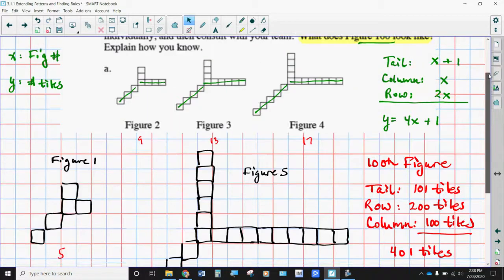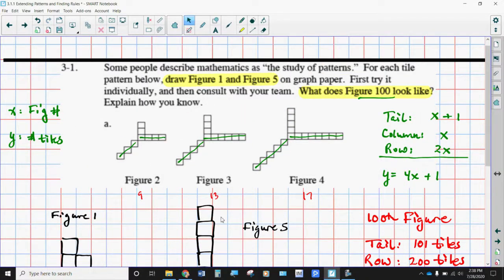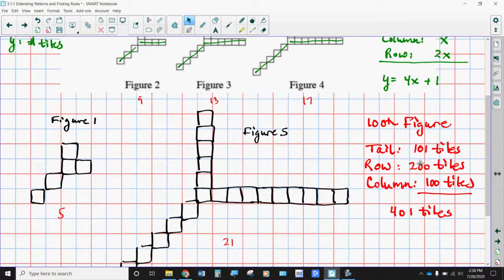Okay, so we are going to be doing a lot of this. If we're able to figure out what figure 1 looked like and figure 5 looked like, you are doing a great job. If you struggled with the 100th figure, that's what I would expect. If you actually figured out what was in the 100th figure, you did brilliantly. Most people do not get this right away. It's something that over time you start to look at the trends and you start to figure things out.